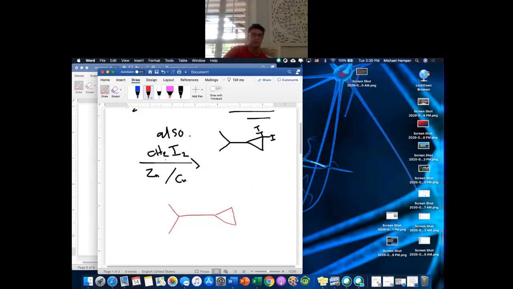And I bring up this reagent because this CH2, you might be asked about it, is something called a carbene, a divalent species, which looks like this. That's just a side note. So this is a carbene. All right. So does that make sense to everybody? Cyclopropanation?